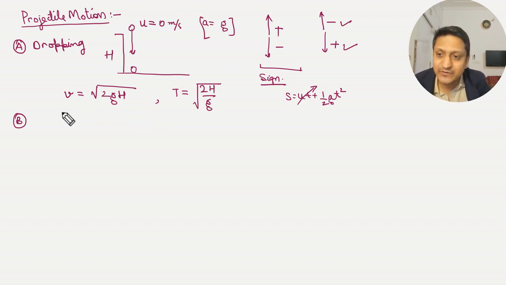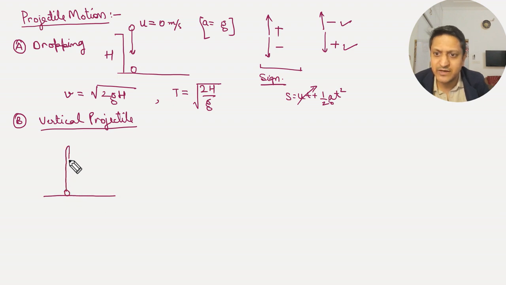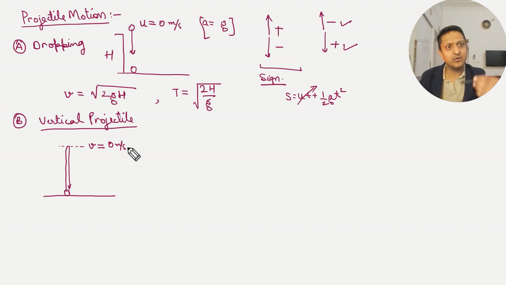Okay, so now the vertical projectile. In a vertical projectile, somebody has thrown this object up and it came back to the same position. So this is the top point. For this, always remember that the final velocity at the top will be 0 meters per second, because the body will go up and stop for just a microsecond and then it will come back.